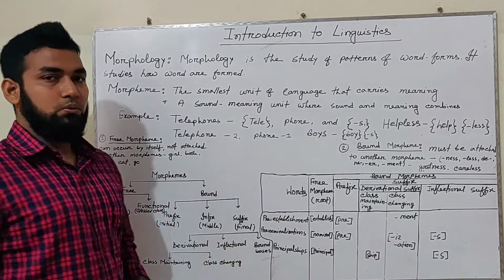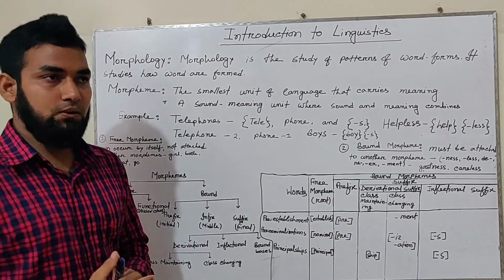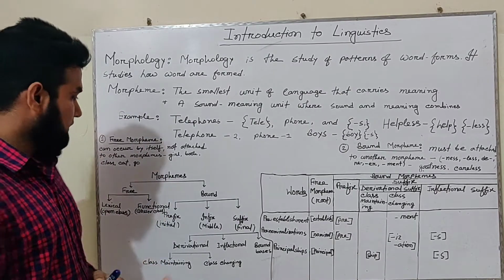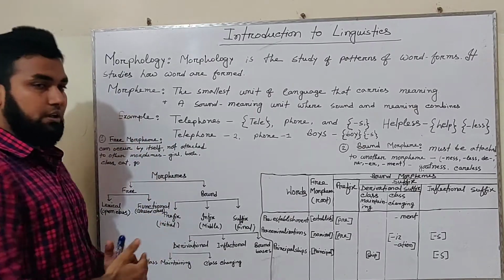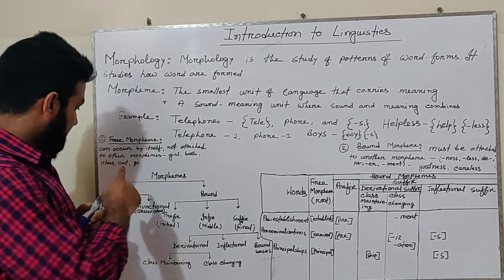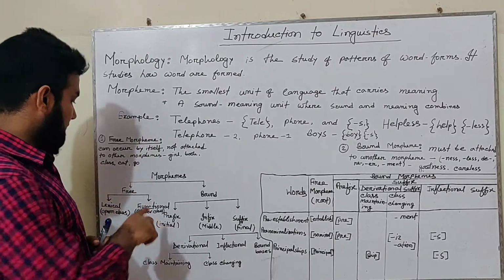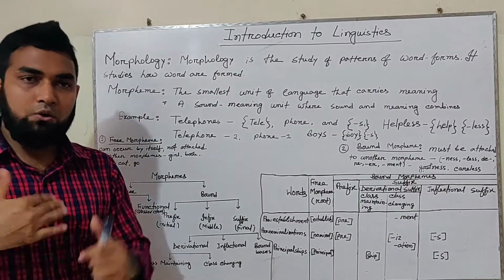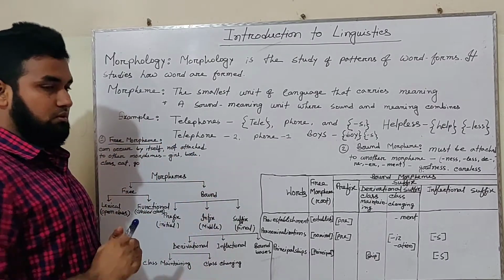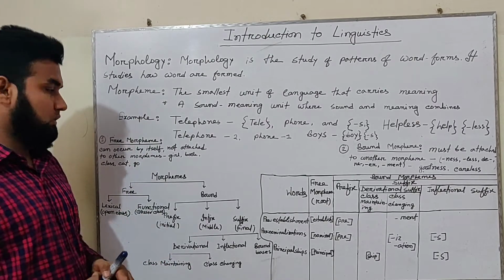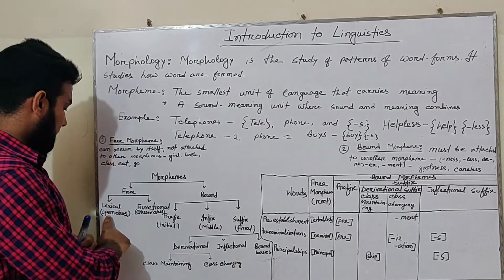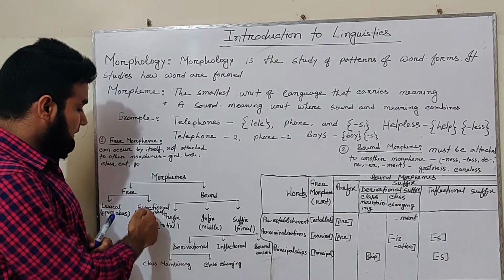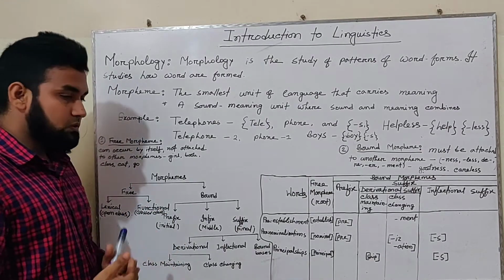Okay, I think you have understood what is morpheme, but we need to know the classifications of morphemes first, so that it will be easy for you to understand. Morphemes have two divisions: first of all, free and bound. And then free morpheme is also divided into two categories. First, lexical, which is also called open class. The second one is functional or closed class.